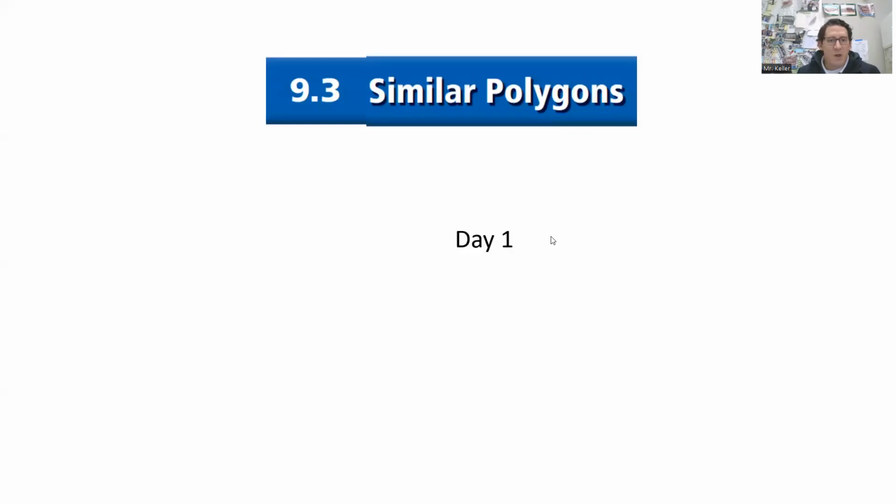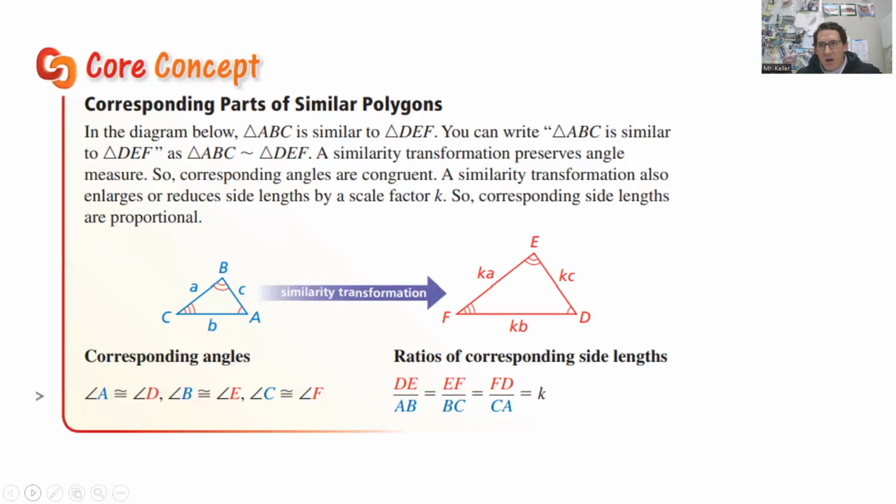All right, IM2 classes. Today we're talking about similar polygons, something you may have learned in IM1, but just a little bit of review for us. What we need to remember about similar polygons is that they have the same shape. They're just different sizes. Specifically, the sides are different side lengths. The angles are all the same measure.